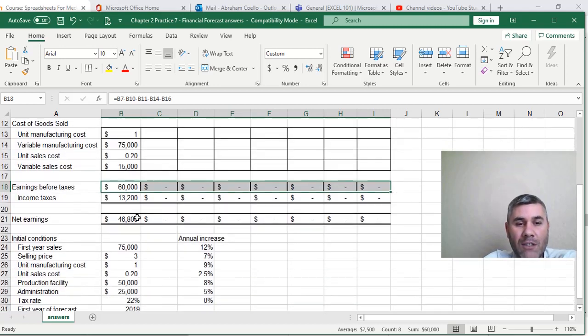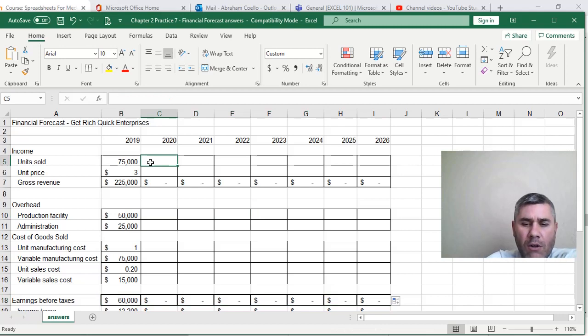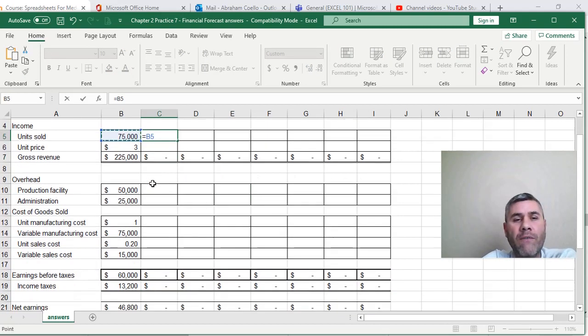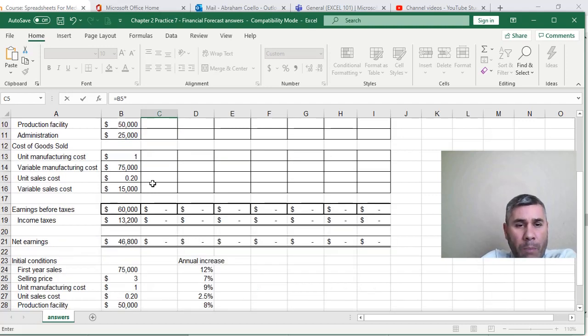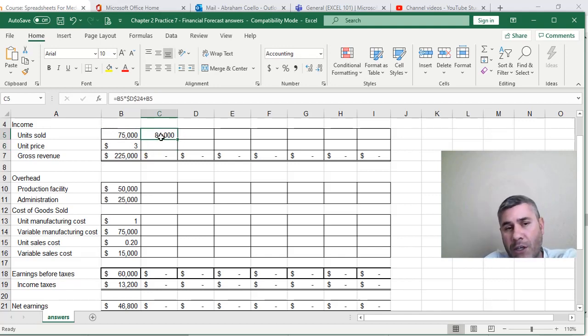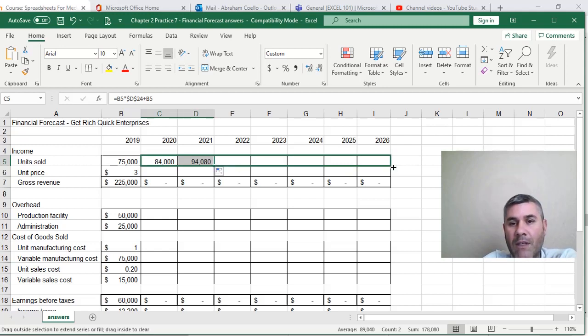Why? Because there are some increments we have to keep in mind. For example, the units sold. We're going to base it off the prior year. So we sold 75,000 items and we plan to increment 12%. So I'm going to multiply it by that. I'm going to put a lock so it will stay fixed. And then I add to the original 75,000 from the prior year. So next year in 2020, or this year, I plan to sell 84,000 burritos. 2021, 95,000 and so on.